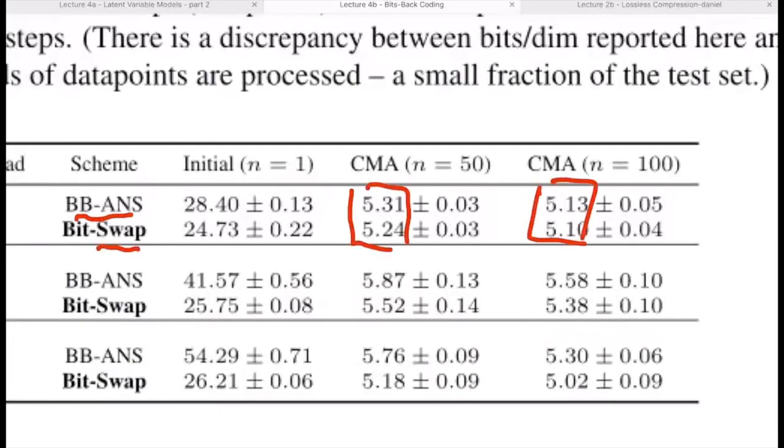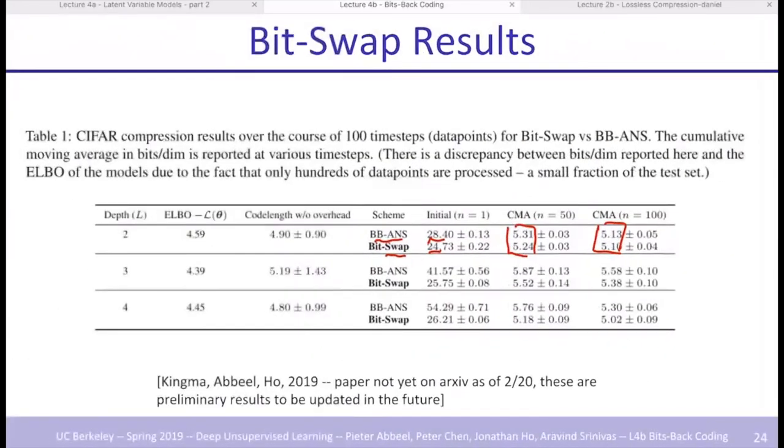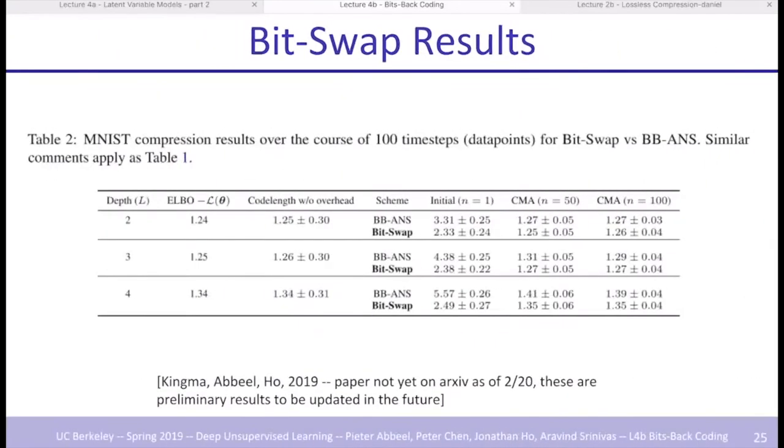But for the initial one, you can see the difference of 28 to 24, 41 to 25, and 54 to 26. So this marks the main difference. And actually for the rest of the performance, they are quite similar. This is a result based on the CIFAR. And for the next one, we are having the result from the MNIST as well.